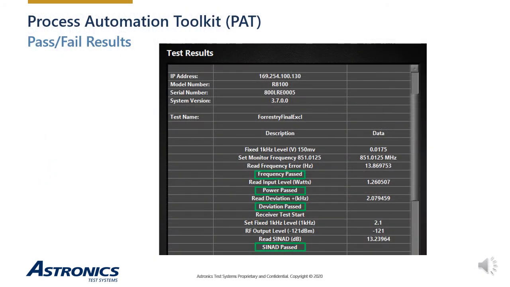Here we see the test results from that previous script. So we can see that we tested the frequency error and it was less than 100 Hz. So the frequency passed. Obviously we also checked to make sure it wasn't lower than minus 68. We then went on to read the RF level in watts and it was 1.2. So it was actually not greater than 1.4 and not less than 0.9. Then we go on to read the deviation and check to make sure it doesn't exceed 2.4 kHz. Then we start the receiver test, read the SINAD. SINAD, as we can see, was greater than 12 dBm, so everything passed.